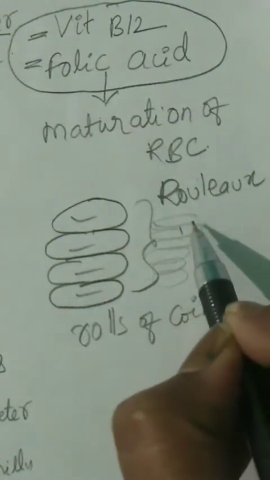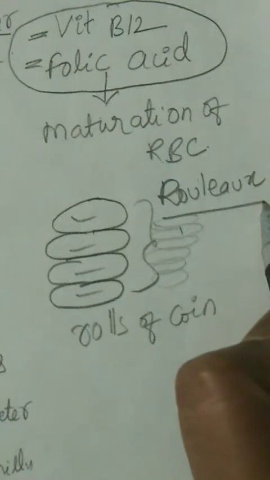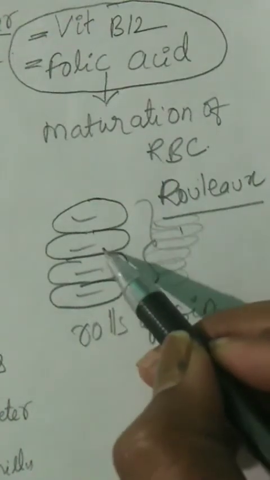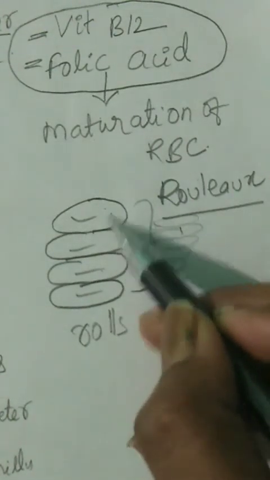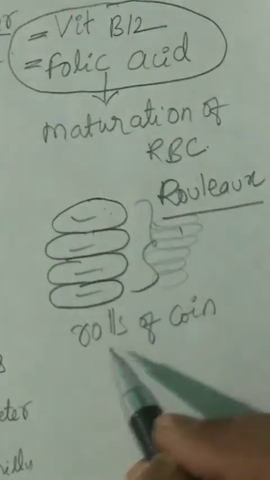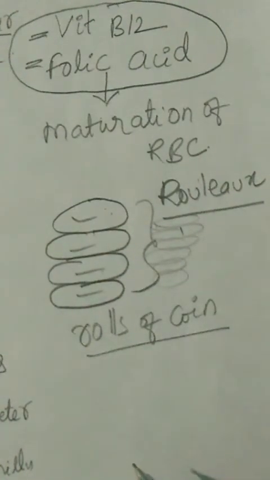Rouleaux is a structure where RBCs are arranged one above the other, just like rolls of coins.